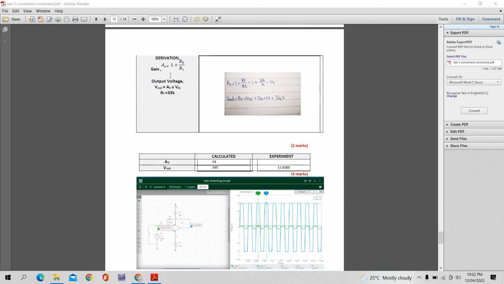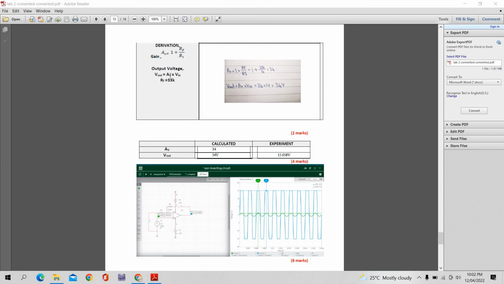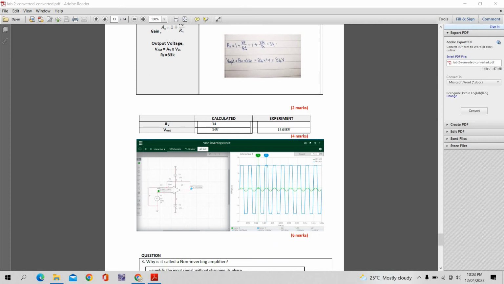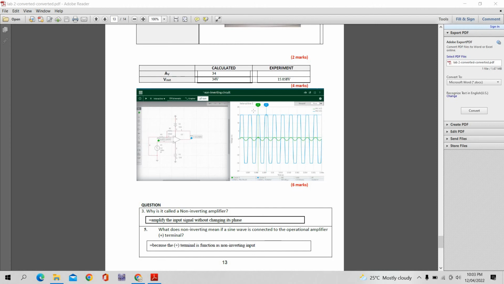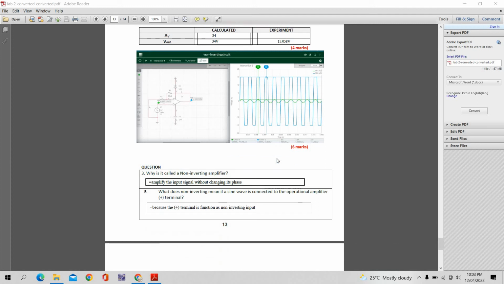And for the third non-inverting amplifier circuit, the RF is 33k. Here we used the formula for gain, and I found the gain is 34 and the V out is 34 volt. It has been written down here, and the measured value for this circuit is 15.058 volt. It's clipped off, cut off, because of the same reason that I explained above.